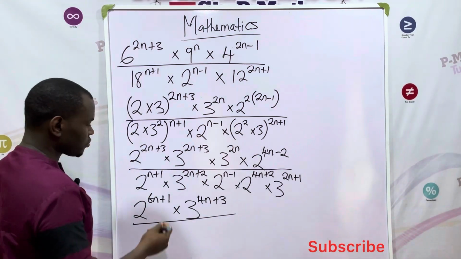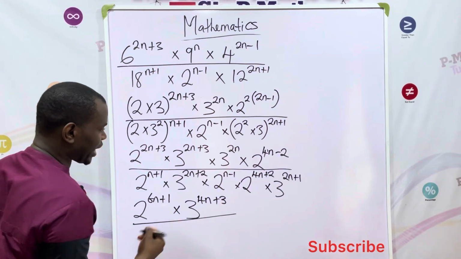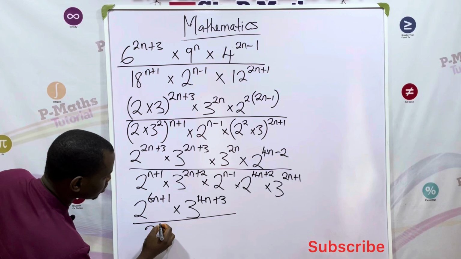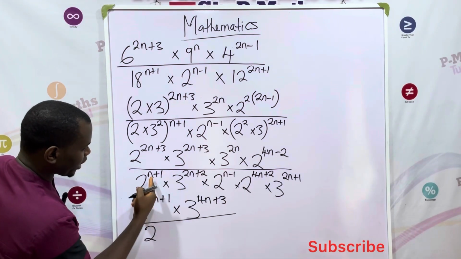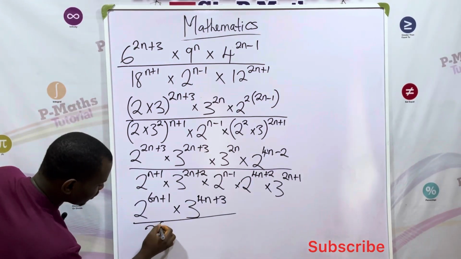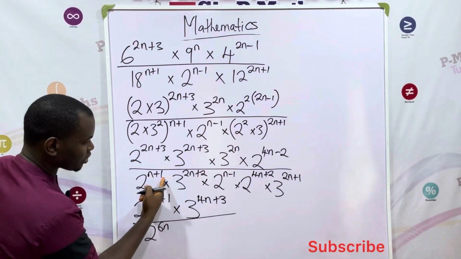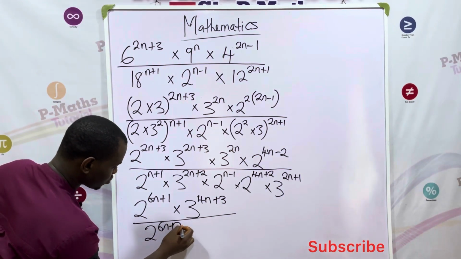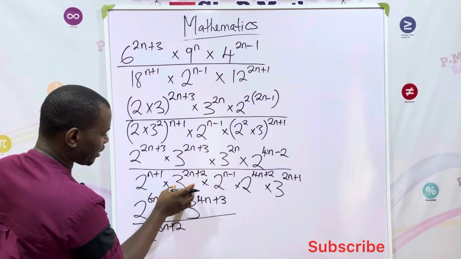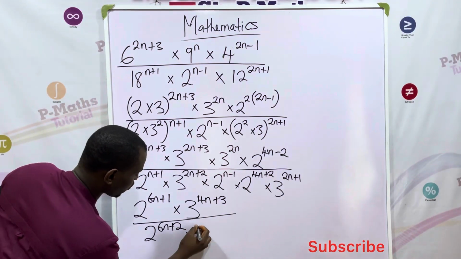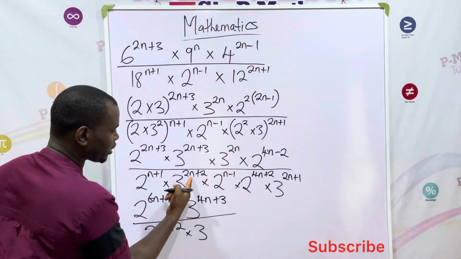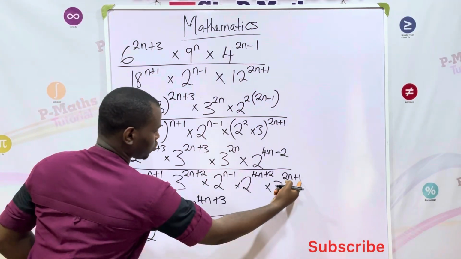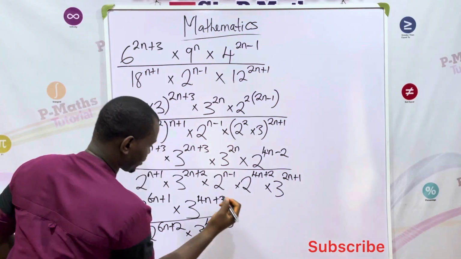All over, this base and this base are the same, so we add their powers. n plus 4n, sorry, we have this one also. n plus 4n will give us 6n. Now 1 minus 1 is 0, plus 2, that is 2. Then for 3, we have 3 and 3 here. So we take 1, add their powers. 2n plus 2n gives us 4n. Now 2 plus 1 would give us 3.